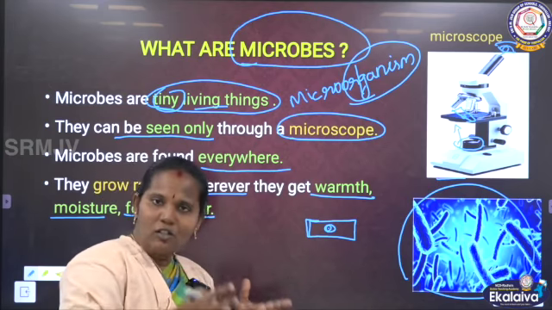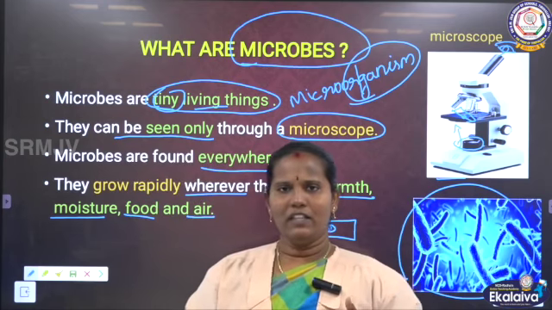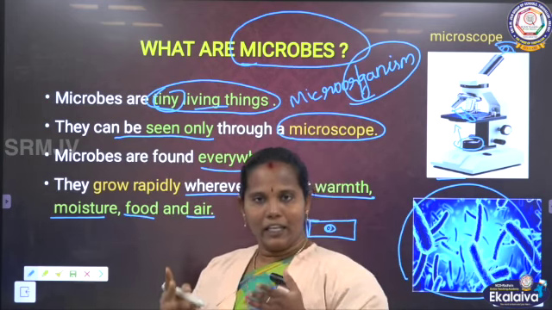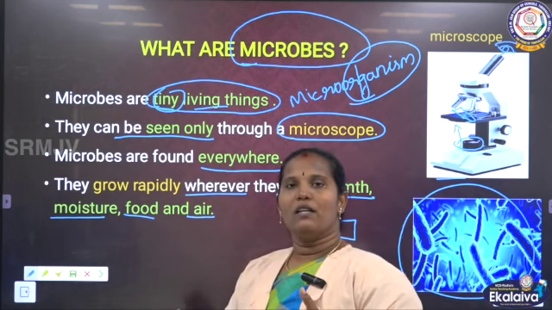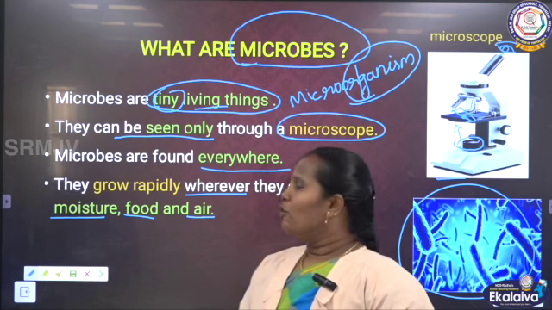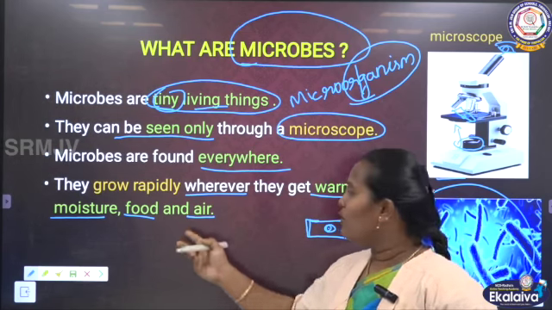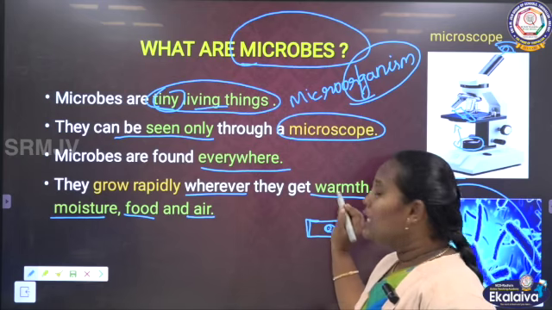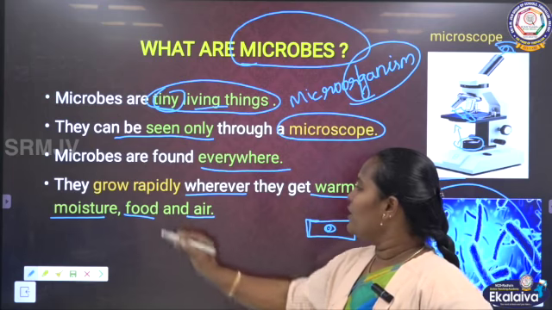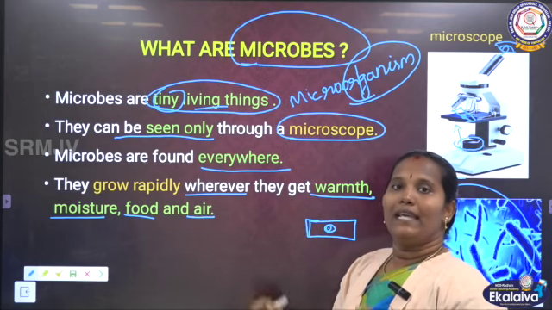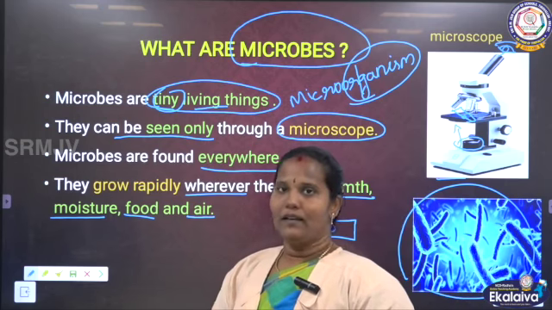They are also organisms. As we saw in the last session, living things need air, food and particular conditions like temperature. So they also can grow rapidly. They need warm conditions as well as moisture, food and air. If they get these conditions, they can grow everywhere. Clear?